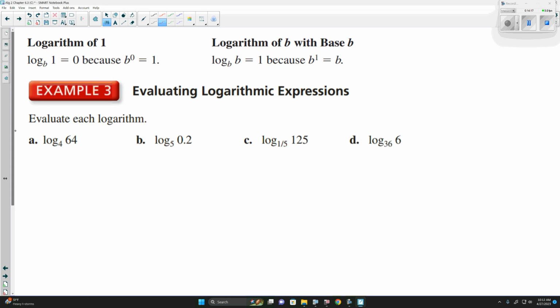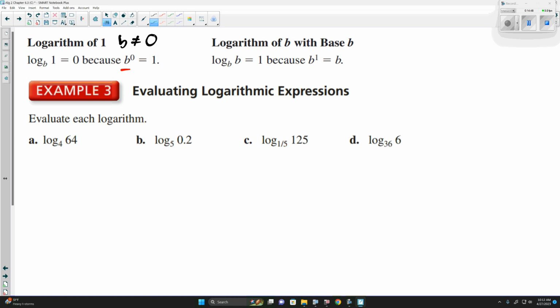Whenever we have 1 inside the logarithm, no matter what the base is, it's going to be 0. Because if we rewrite it as an exponential, we're saying b to the 0 is 1. There's only one exception: the base cannot be what number? 0. Base can't be 0. 0 to the 0 is not 1. It kind of throws everything off.